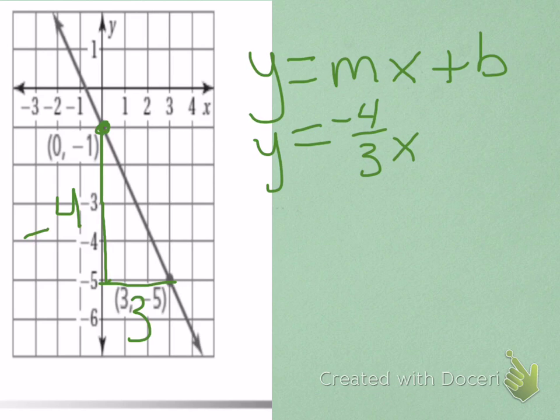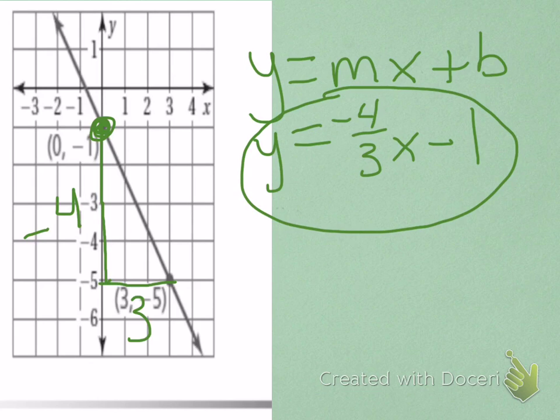I put the x with it. My y-intercept is where the point hits the y-axis. So it hits the y-axis at negative 1. So I'm going to do minus 1. So my equation of that line is y equals negative 4/3 x minus 1.